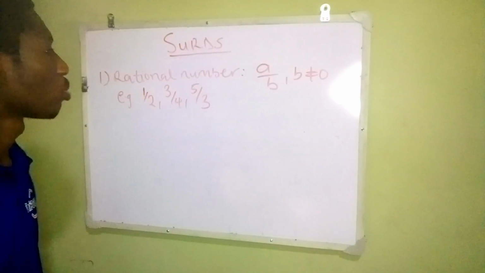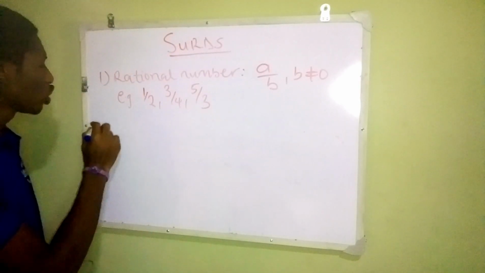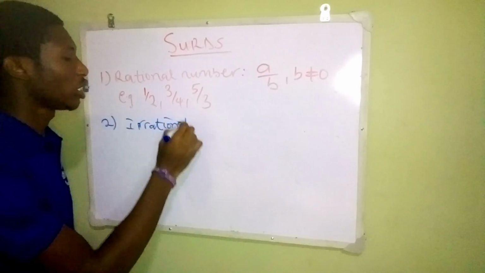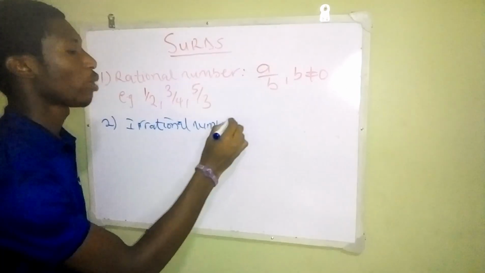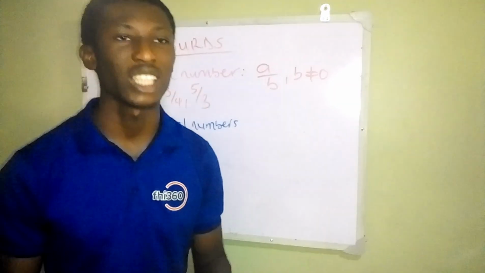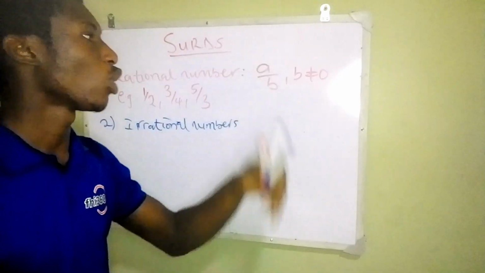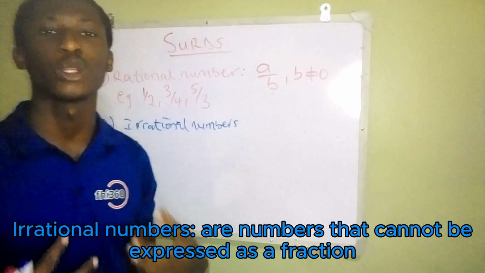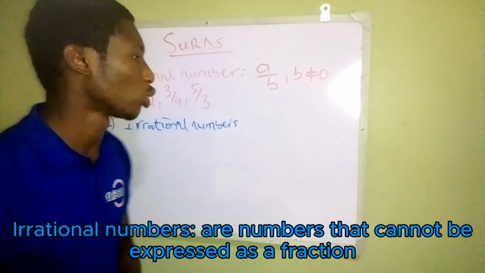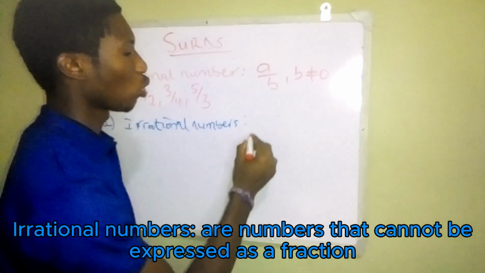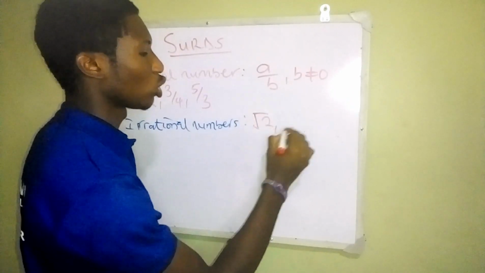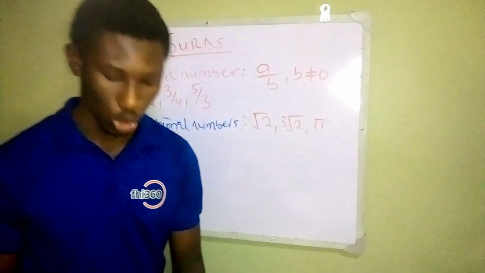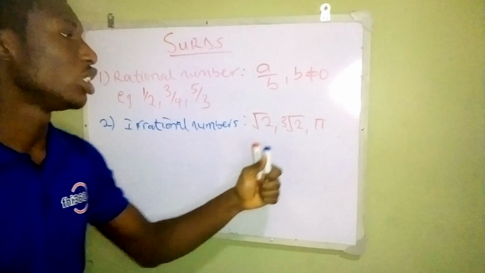The second term I would like us to be familiar with is your irrational numbers. And what are irrational numbers? Irrational numbers are numbers that cannot be expressed as a quotient A all over B of two integers. What it therefore means is, in simple terms, irrational numbers are numbers that cannot be expressed as a fraction. So examples we have are your square root of 2, cube root of 2, your pi, etc. Those are your examples of irrational numbers.